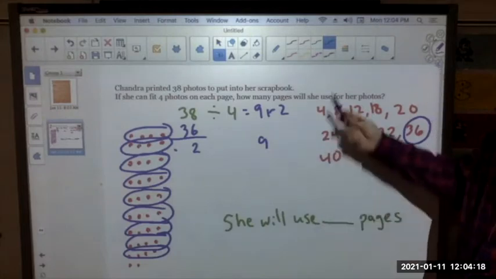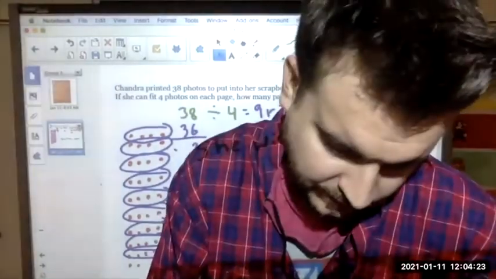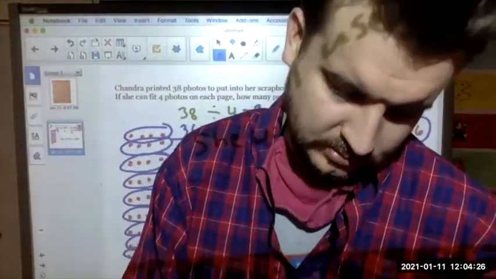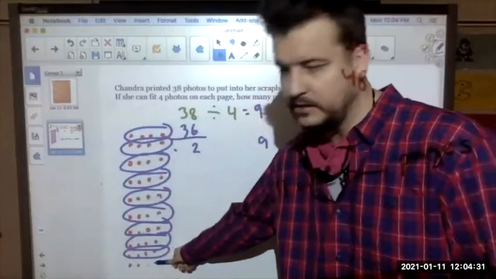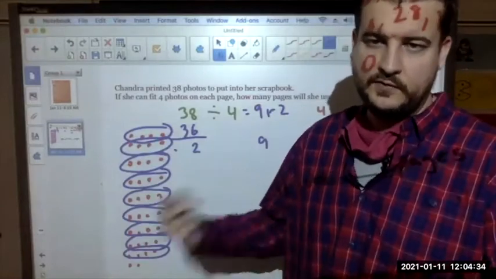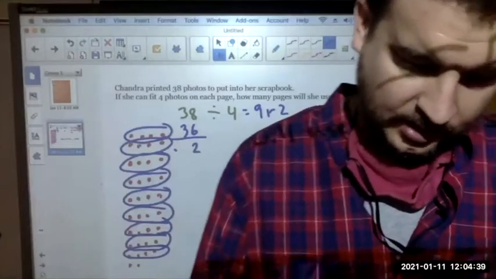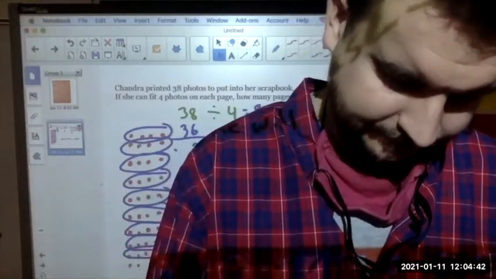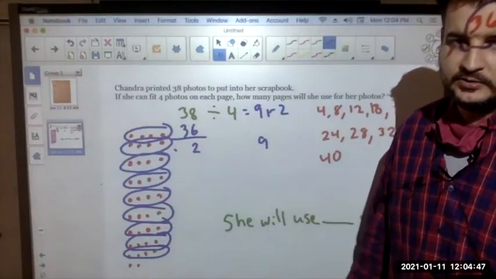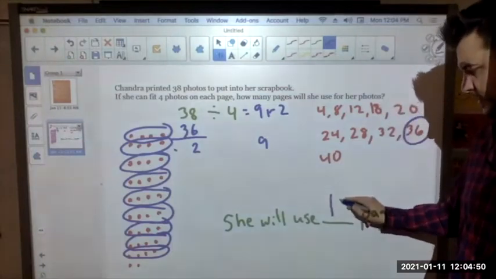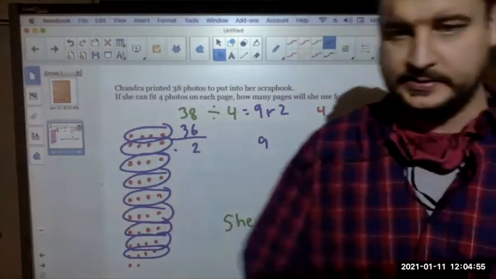But here's the thing, what do I do with the remainder? So she's just going to throw out these 2 beautiful memory photos that she has. She's not going to throw those 2 pictures out. She's just going to put them on another page. So if you've ever had a photo album that wasn't full and you kept adding to it, you're just going to add to that. So if you said the answer was 9, you're incorrect. The correct answer is she's going to use 10 pages, but 1 page is just going to have 2 photos on it.